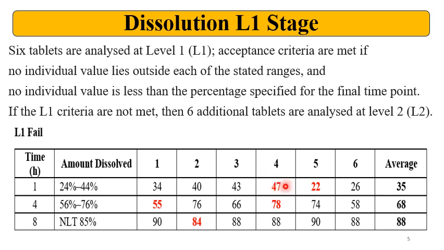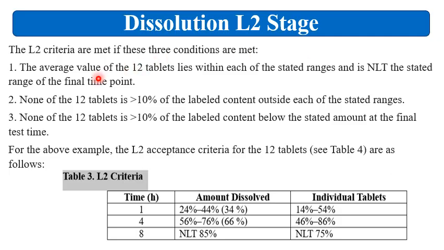Let's say it comes 44, but here it will fail. So here the individual values are not within the specified ranges. That's why L1 is failing. Now if L1 fails, then we have to take another set of 6 tablets, or an additional set of 6 tablets, and the dissolution is performed. Now let's see the L2 criteria.